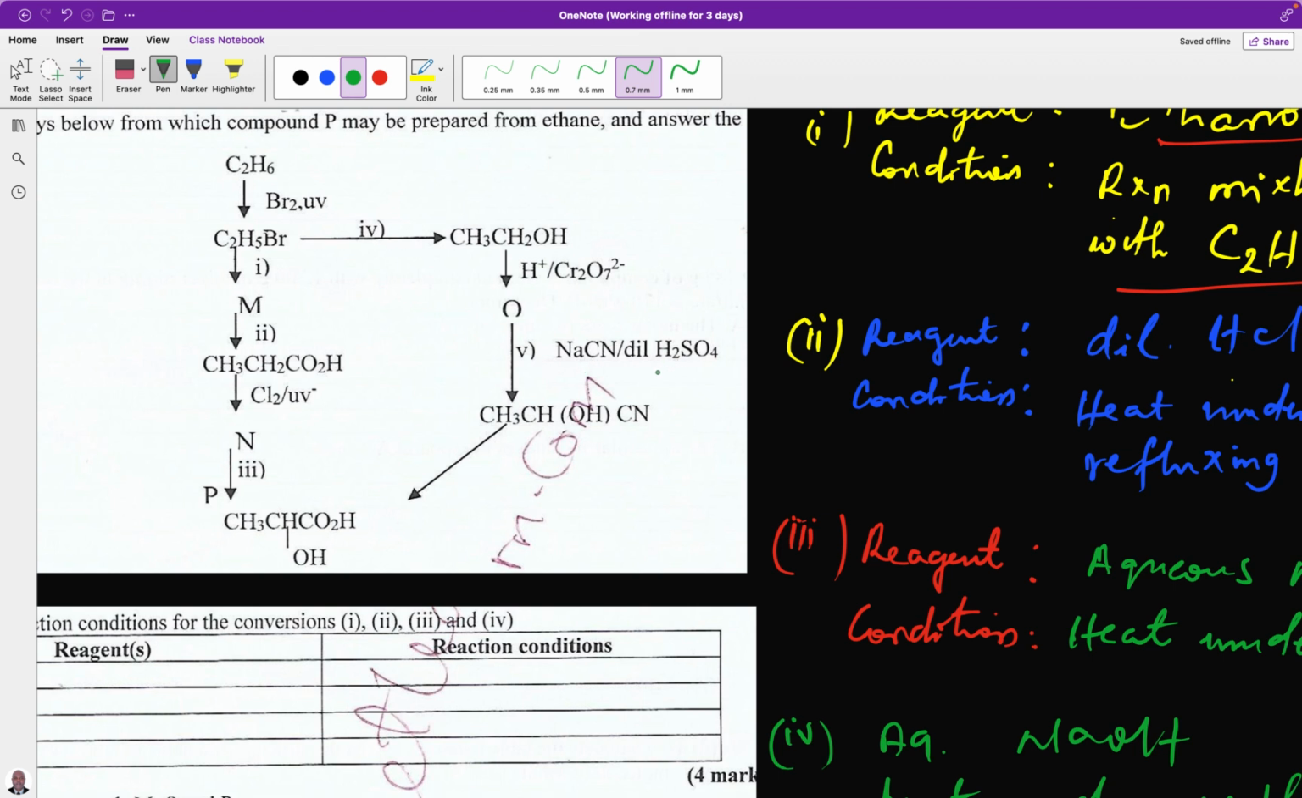Go back to our reactions of carbonyl compounds, reactions of aldehydes. Nucleophilic addition reaction with aldehydes. So compound O will be an aldehyde. It is not oxidized to acid. It is the aldehyde, because that aldehyde again will undergo a nucleophilic addition with cyanide.